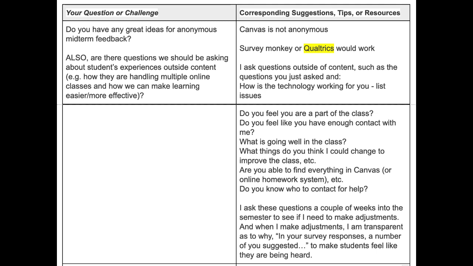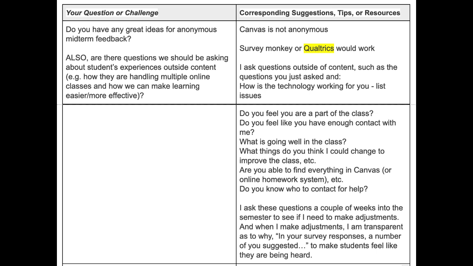So looking at the top question, just because that was the first one in, do you have any great ideas for anonymous midterm feedback? No, I'm not going to talk about feedback today because we're going to talk about it next week. So I'm sorry, there's a limit to how much I'm going to go with this, but we're going to talk about that next week. So please come back, and then we'll talk about it a lot.